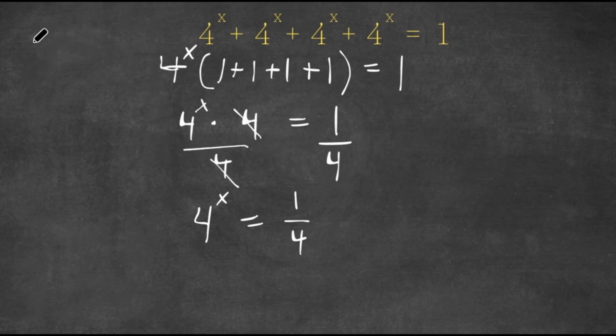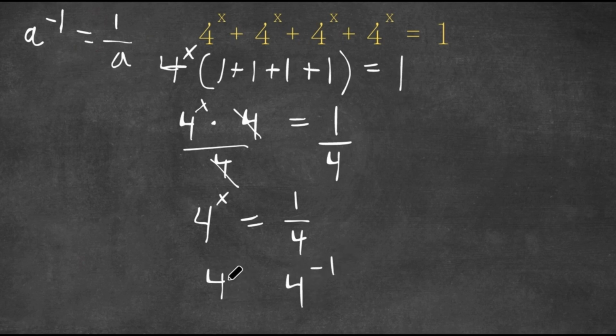So now if I have something, so let's say we have a to the power of negative 1, right? This is equal to 1 over a. So in this case, we have 1 over 4, and we can think of 4 as a. So 1 over 4, this is the same thing as 4 to the power of negative 1. So now I have 4 to the power of x is equal to 4 to the power of negative 1.